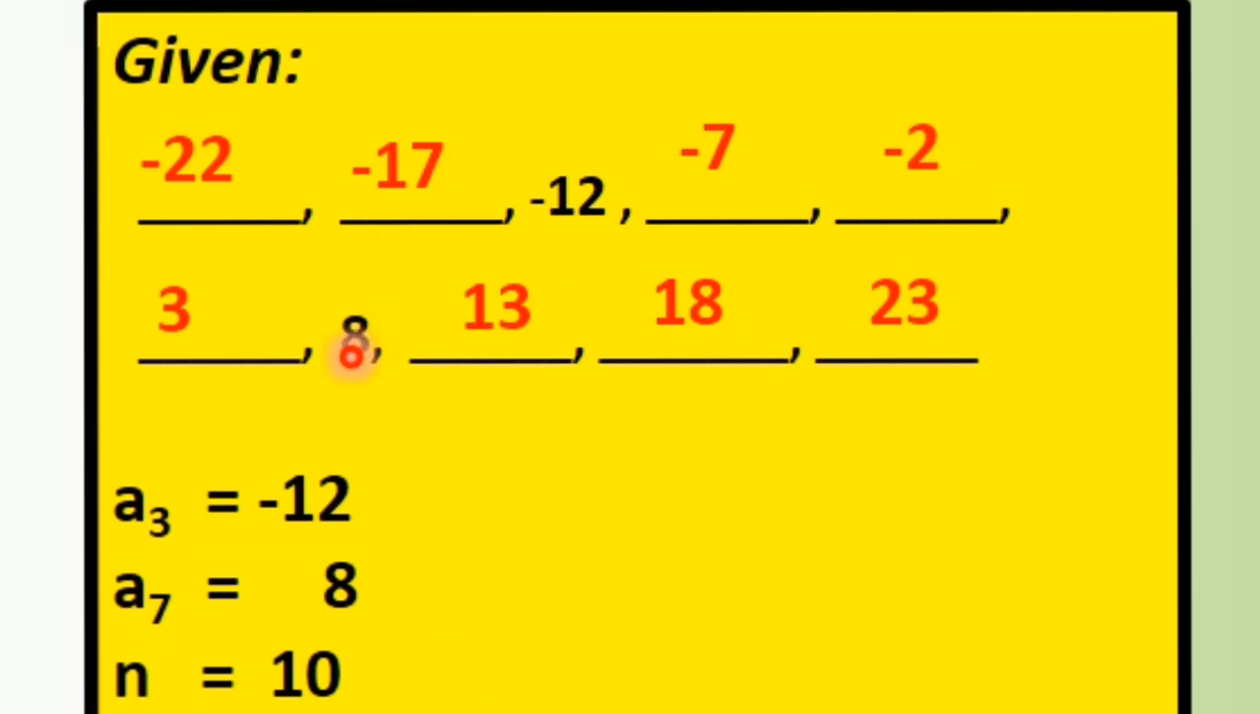So, let's start here. 8 minus 5 is 3. 3 minus 5 is negative 2. Negative 2 minus 5 is negative 7. Negative 7 minus 5 is negative 12. Negative 12 minus 5 is negative 17. Negative 17 minus 5 is negative 22. And on this side, 8 plus 5 is 13, plus 5 is 18, plus 5 is 23. Okay?